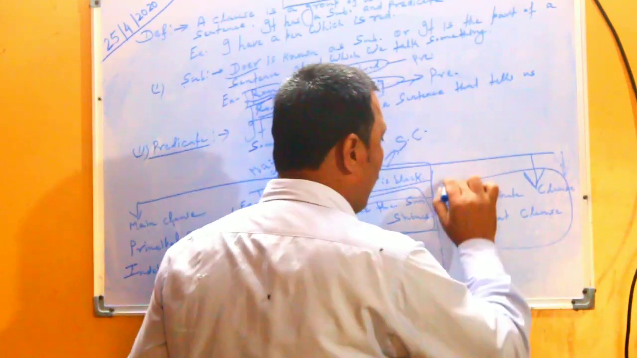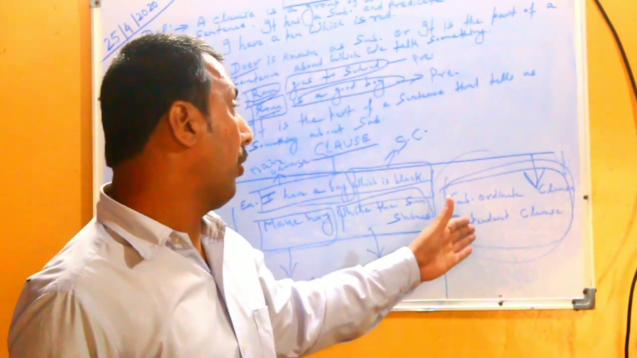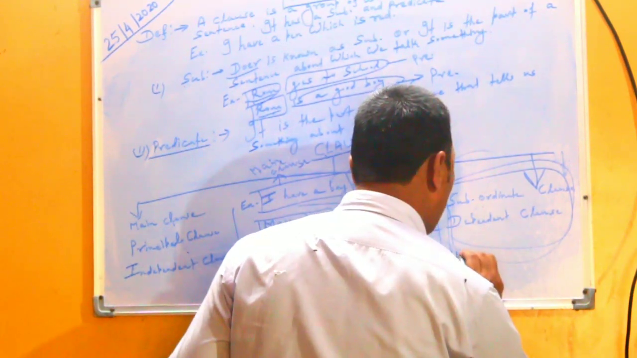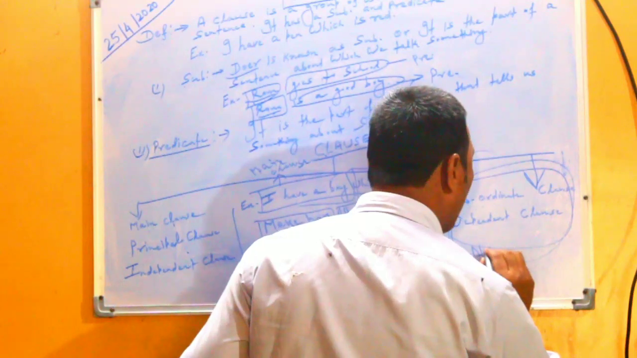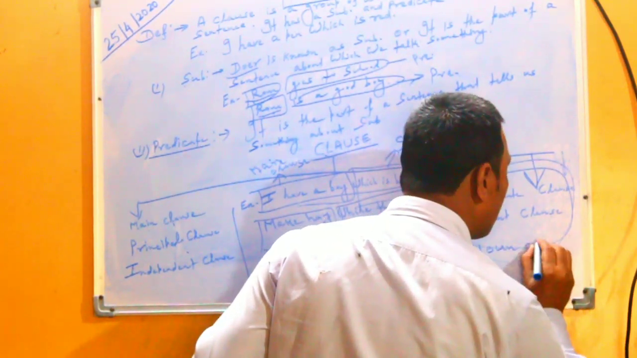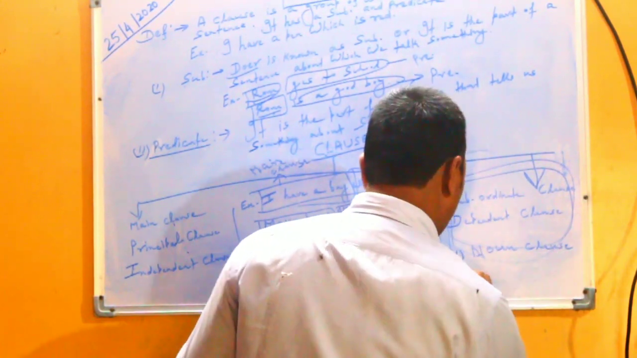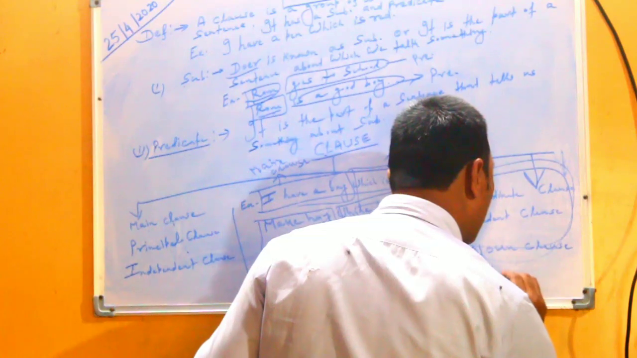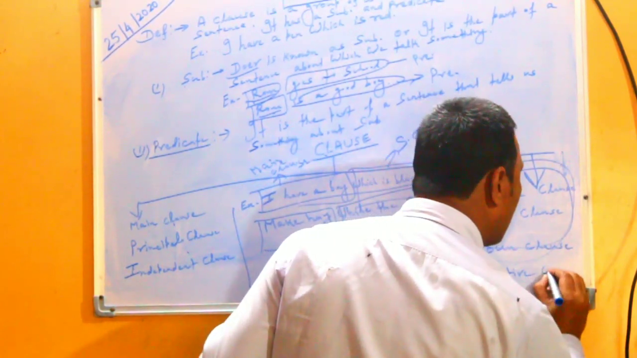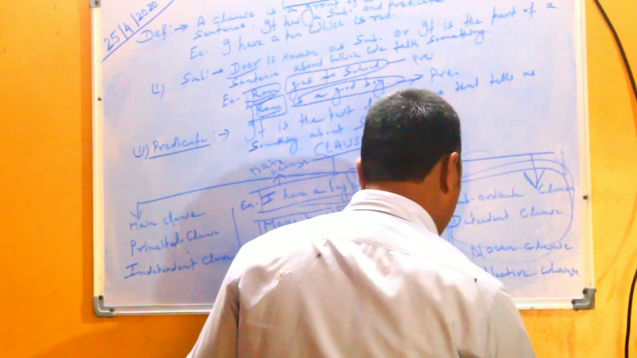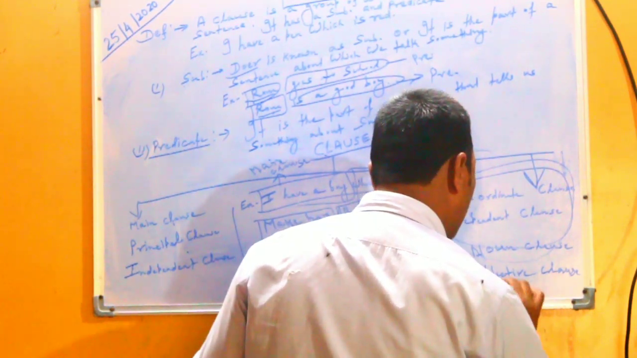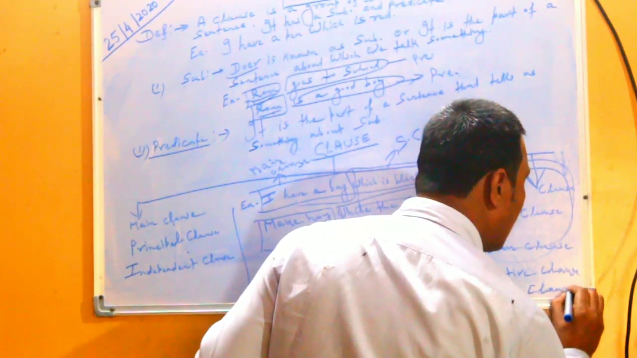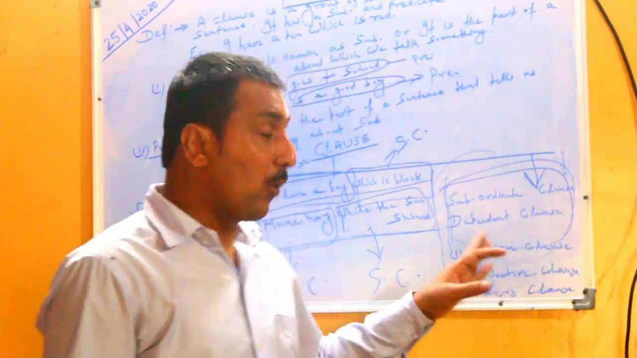But while talking about subordinate clause, there are some kinds of subordinate clause also. There are three kinds of subordinate clause. The first one is noun clause. The second one is adjective clause. And the third one is adverb clause. Noun clause, adjective clause and adverb clause.